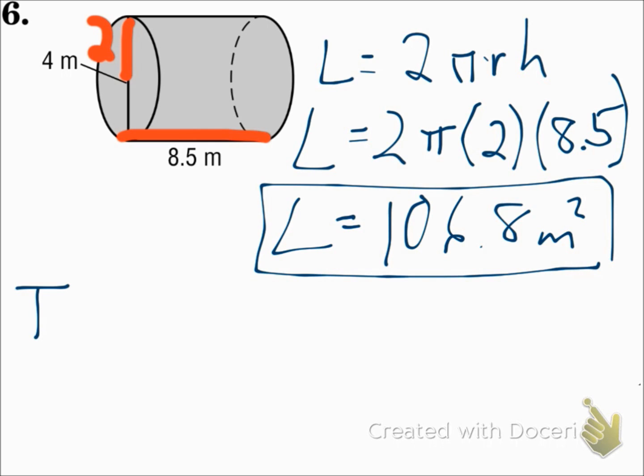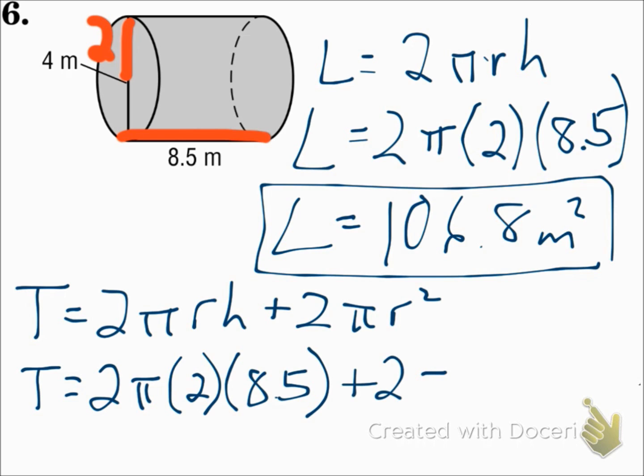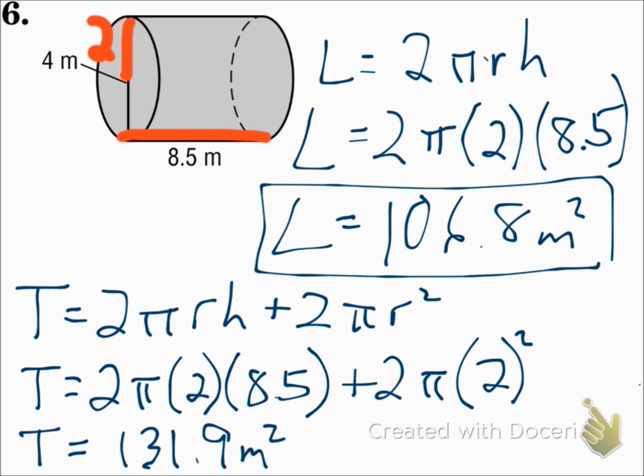For total surface area of a cylinder, use the formula 2 pi RH plus 2 pi r squared. The radius is 2, the height's 8.5, and the radius is 2 again. Punch all that in, and you get 131.9 meters squared.